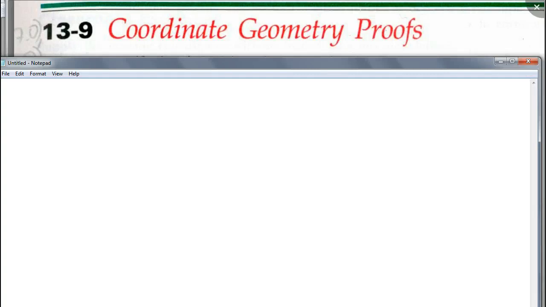Today we're going to talk about coordinate geometry proofs. Okay, we're going to actually prove using coordinate geometry. Last time we just set them up, right? Remember with some variables for the ordered pairs, we set them up so that it's easy to prove these things. But today we're going to actually prove. Okay. All right. So let's take a look at this here.